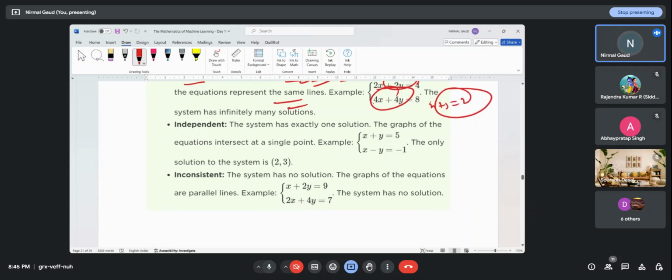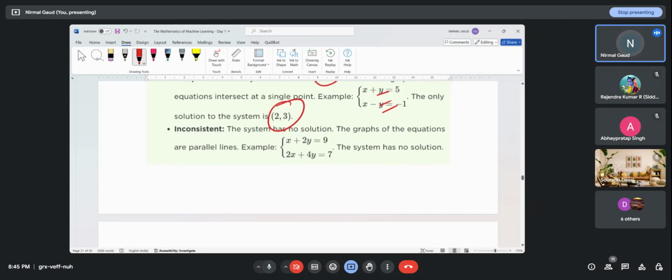Independent means we are having exactly one solution that we are calling a unique solution. So these two lines are intersecting, and they are intersecting at a point 2 comma 3. Inconsistent is when I don't have any solution for them. That means they are just like parallel lines. So they are not intersecting. To get a solution, I require intersection of the lines. Then only I can claim that we are having a solution. Else, we don't have any solutions.